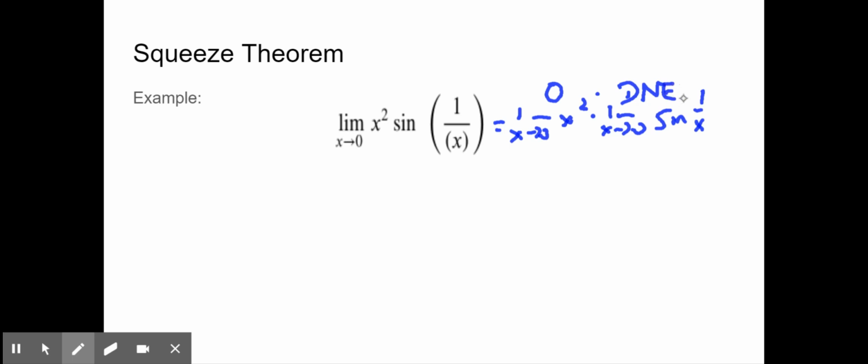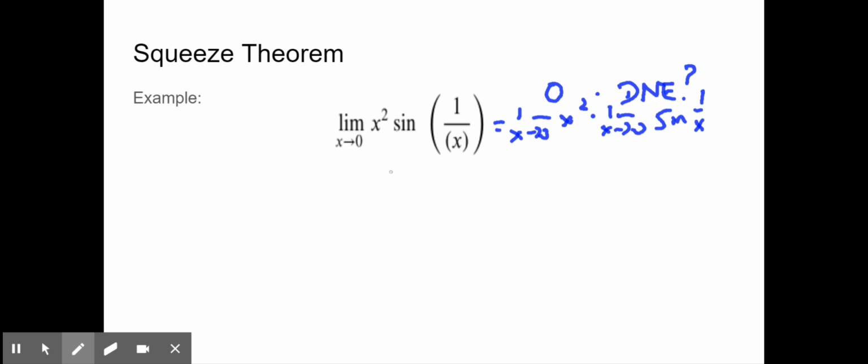So the question is, what is 0 times DNE? 0 times DNE is no idea. Okay? It's not a determined limit. It's not considered indeterminate like we talked about with 0 over 0. It's just a limit that you cannot calculate. All right? So the question is, how do you calculate this limit then? So what we're going to do is we're going to use the squeeze theorem.